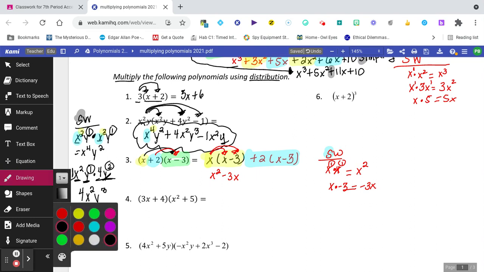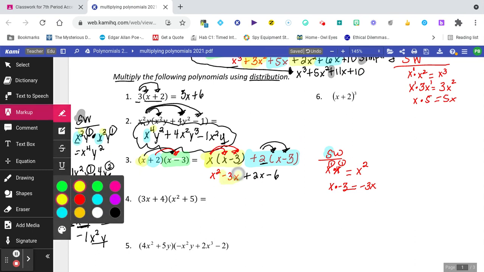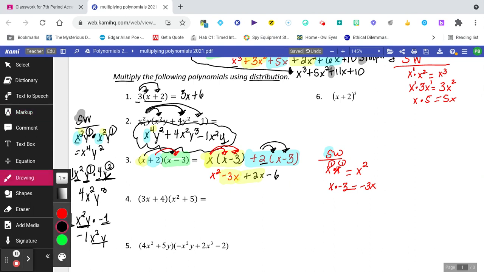And then this doesn't have an exponent, a variable out here, so I just do regular distribution. 2 times x is 2x, and 2 times negative 3 is negative 6. And then I have some like terms. Negative 3x is like positive 2x, so that's the part where I'm going to simplify. When you simplify, do not change the exponents. So I'm going to bring down x squared. Negative 3x plus 2x is negative 1x, and put minus 6. And that's the answer here.